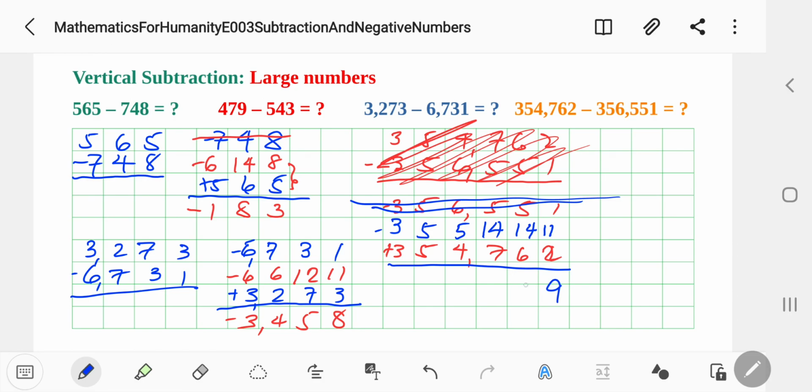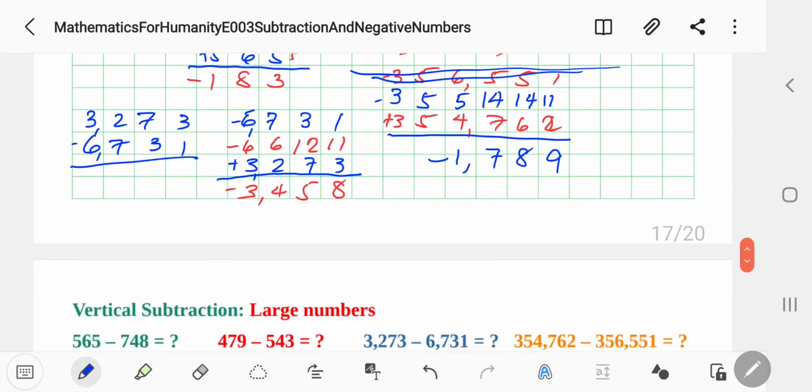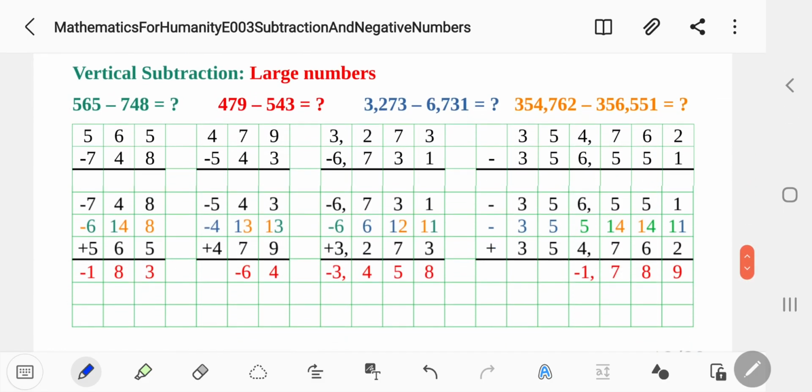And then 14 minus 6 is 8. And 14 minus 7 is 7. And then 5 minus 4 is 1. But you have here 5 minus 5 is equal to 0. You don't have to write it. And of course also 3 minus 3 is equal to 0, so you don't have to write it also. You have to bring down the negative sign here. So that's negative 1,789. You can clearly see it here.